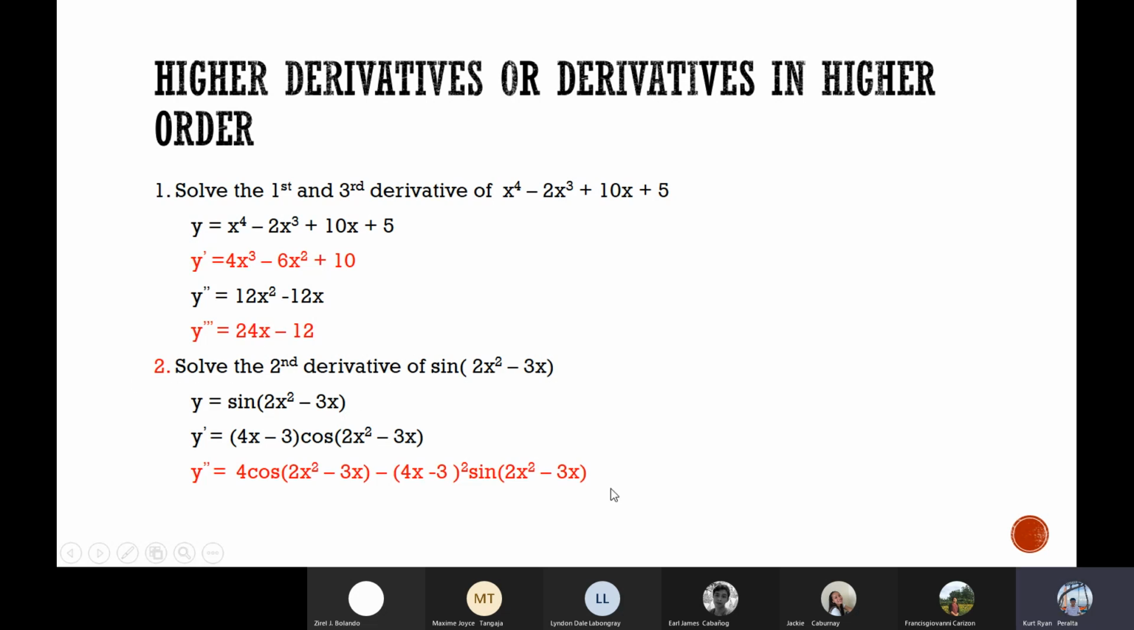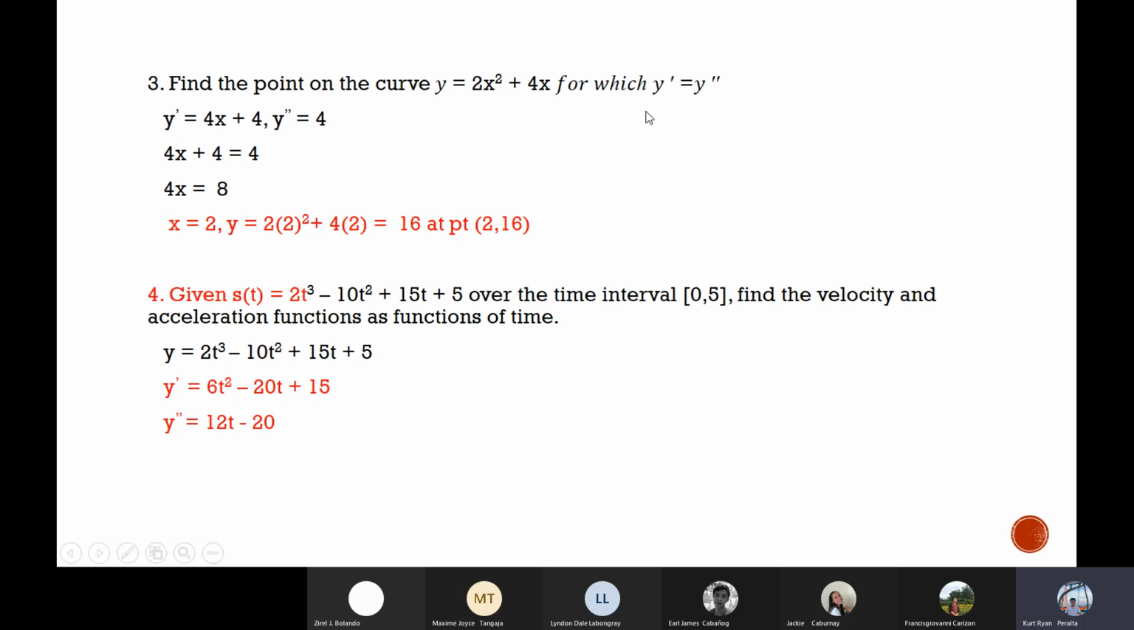So now we have solved the second derivative of the function. Next, find the point on the curve y is equal to 2x squared plus 4x for which y prime is equal to y double prime. This is like a word problem, a small application. So we need to find the point on the curve.